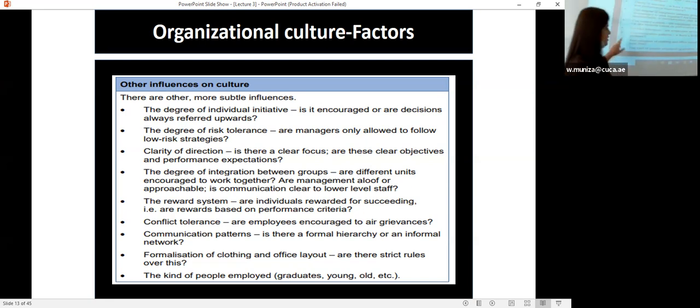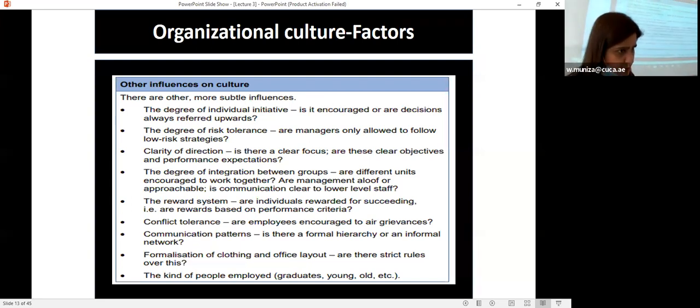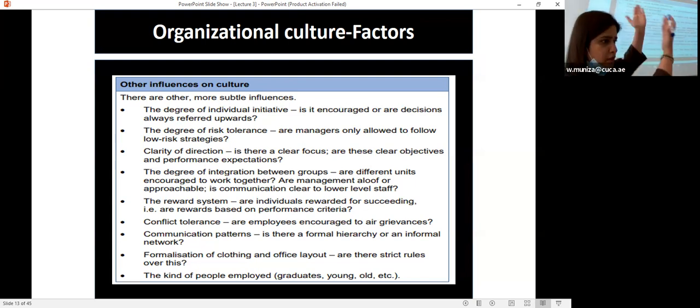And then, my dear students, formalization of clothing and office layout. Are there strict rules over this? And this is an artifact, basically. This is what can be seen easily in the organization. By having a look at the dresses of others, by having a look at the attitude of others, we can come to know what the culture of the organization is. How the people behave over the passage of time is going to exert a pressure on the overall culture of the organization. It will become part of the organizational culture.